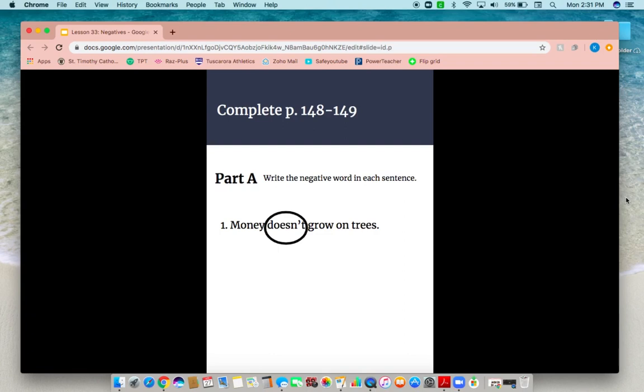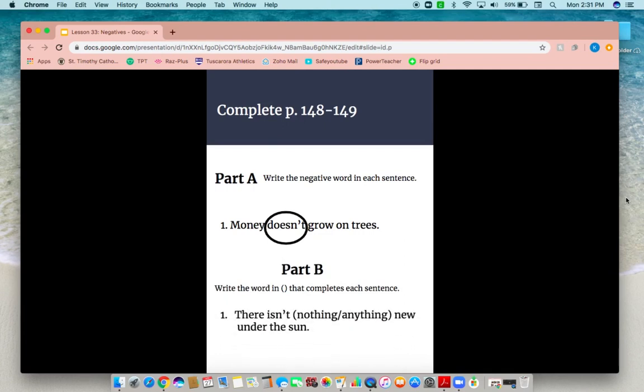Hopefully you came up with doesn't, right? Remember, any of those contractions, if it has the word not in it, is a negative word, okay? So that's all you're doing for part A. You're just finding the negative in the sentence. Easy enough. Now, part B, you're writing the word in the parentheses that completes each sentence.